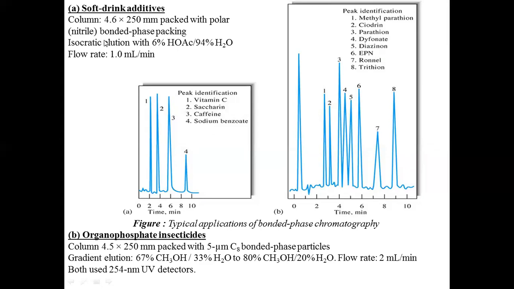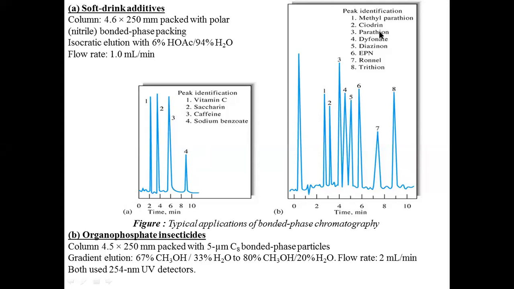A bonded phase, which is a nitrile, a more polar stationary phase, is used. A polar stationary phase with polar nitrile bonded phase packing. The HOAc and water mixture is intermediately polar. We cannot say non-polar because water is present, but the four compounds have been eluted.